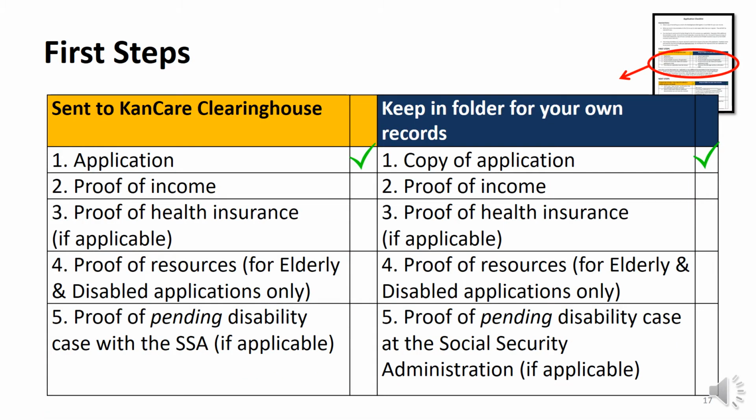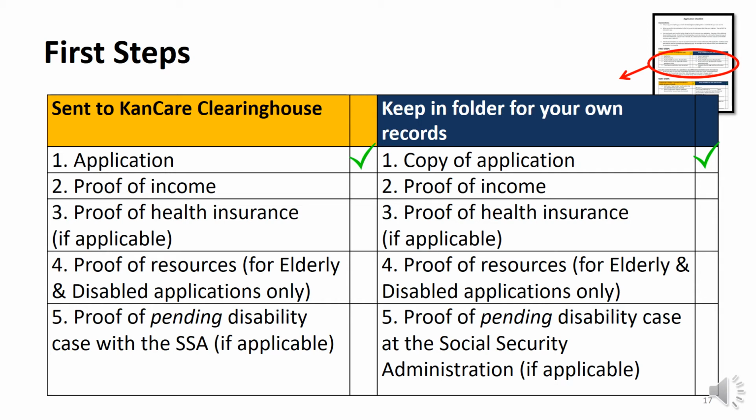So the next thing on the application checklist, the left column, it has you give a check mark for everything you've sent to the clearinghouse. I've sent in my application, my proof of income, my proof of health insurance, my proof of resources, and if I have a pending disability case, I've sent that in also. And this isn't a complete list of everything you'll send in, but it is the basic things that you're going to send in.